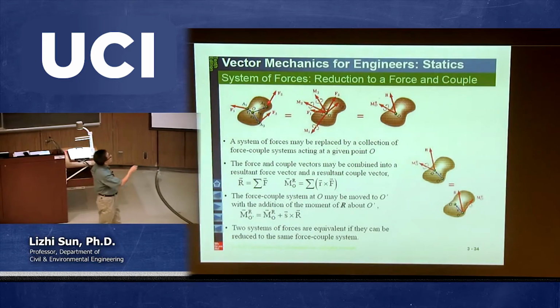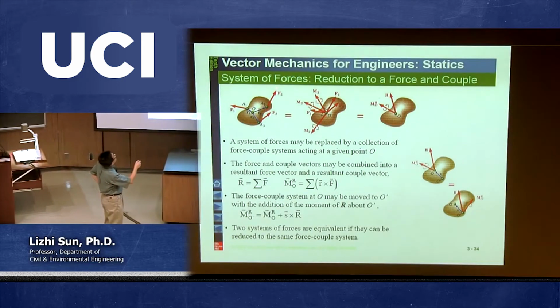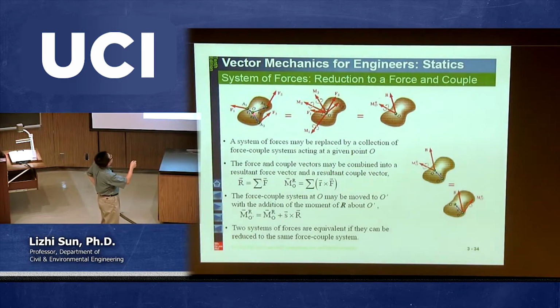Then we need to do the next step, moving this F2 from point A2 to point O. We do the same thing. At the point O, we add 2 virtual forces in this direction. And then this force and this force form a couple. We erase this force. Instead, we write M2 as the moment due to this couple. And then this F2 is left.